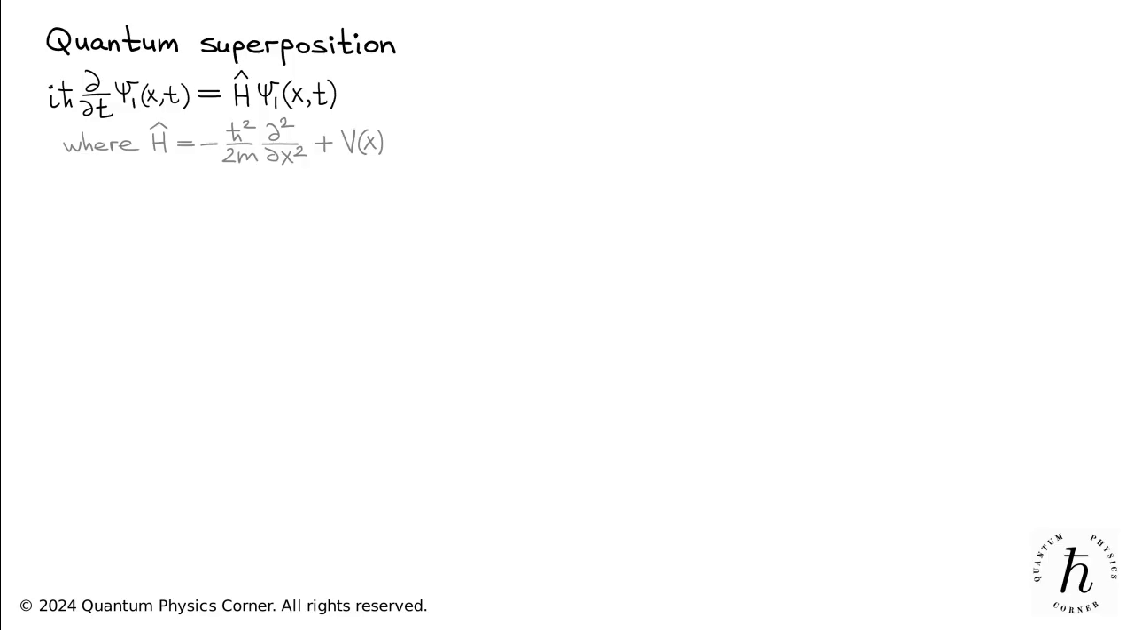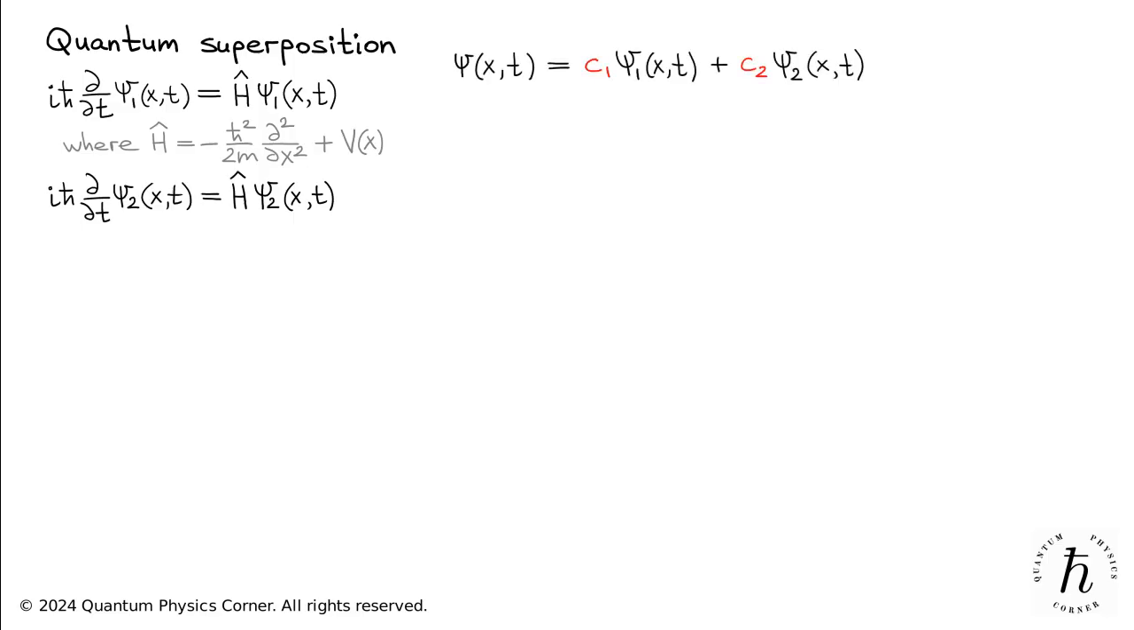Furthermore, suppose that a wave function psi sub 2 represents another possible state of the particle. Similar to the first wave function, psi sub 2 is also a valid solution of the same Schrödinger equation. The superposition principle states that by multiplying the wave functions psi sub 1 and psi sub 2 by arbitrary complex numbers, c sub 1 and c sub 2, and adding them together, the resulting function psi remains a valid solution of the Schrödinger equation. Thus, psi represents a new possible quantum state of the system.